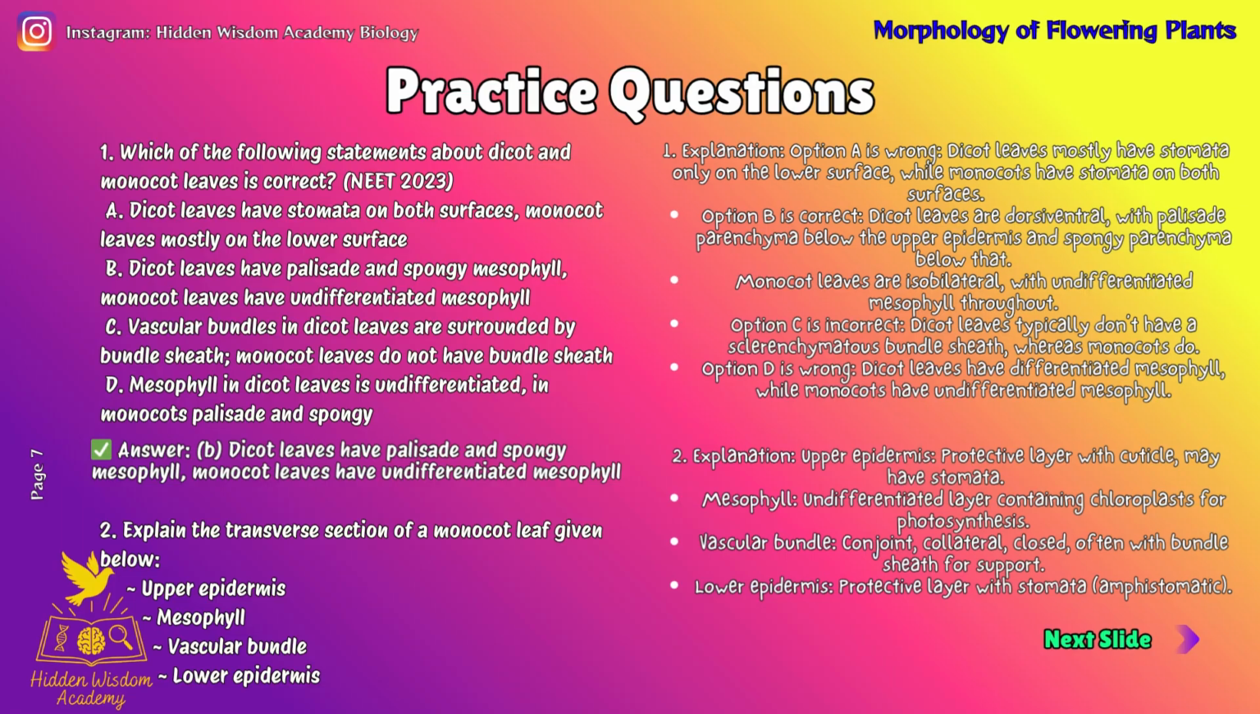Explanation. The upper epidermis forms a protective layer covered with a cuticle and may have stomata. The mesophyll is an undifferentiated layer containing chloroplasts for photosynthesis. The vascular bundles are conjoint, collateral, and closed, often surrounded by a bundle sheath for support. The lower epidermis is also protective and has stomata on both surfaces, making it amphistomatic.